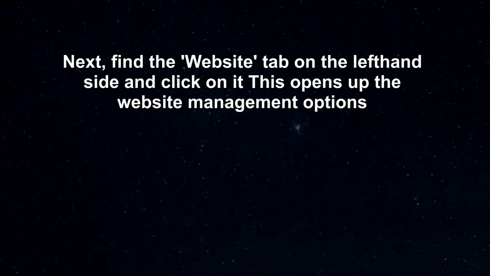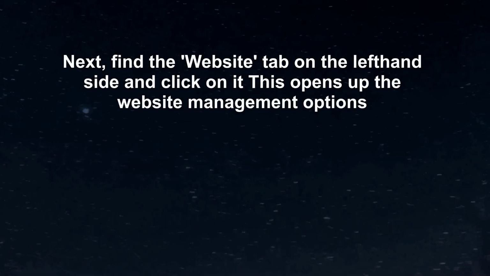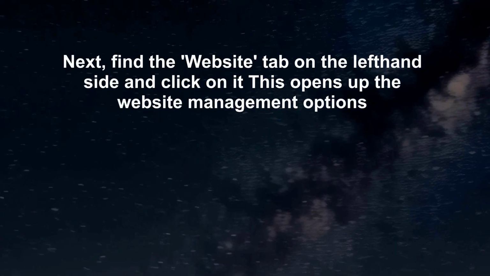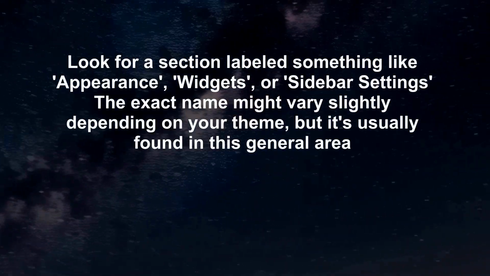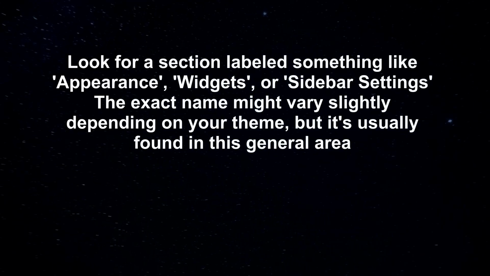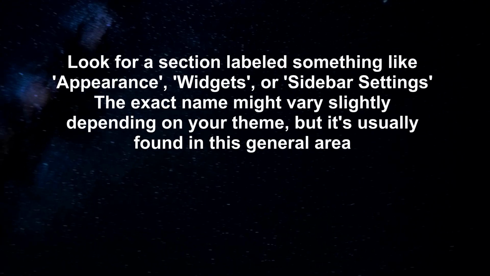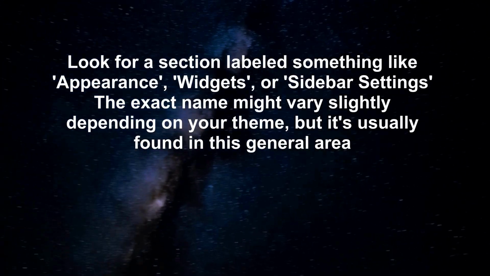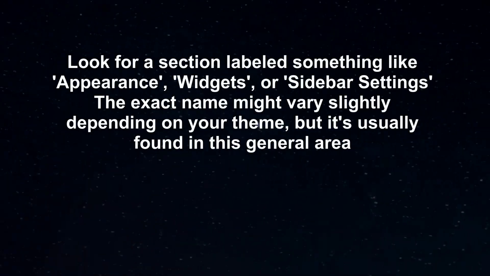Next, find the Website tab on the left-hand side and click on it. This opens up the website management options. Look for a section labeled something like Appearance, Widgets, or Sidebar Settings. The exact name might vary slightly depending on your theme, but it's usually found in this general area.